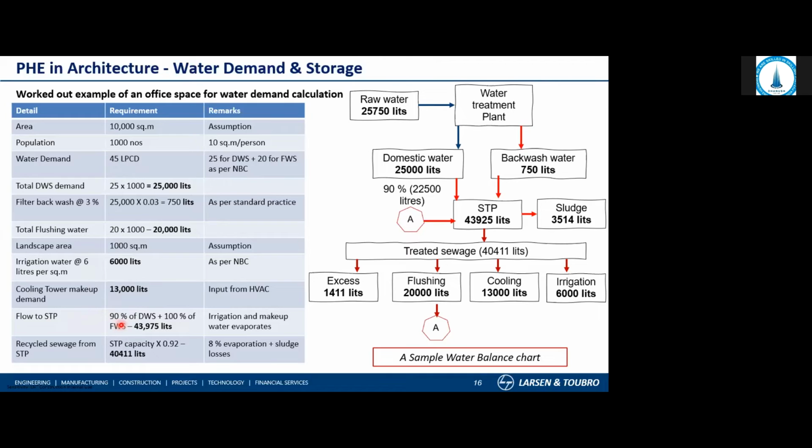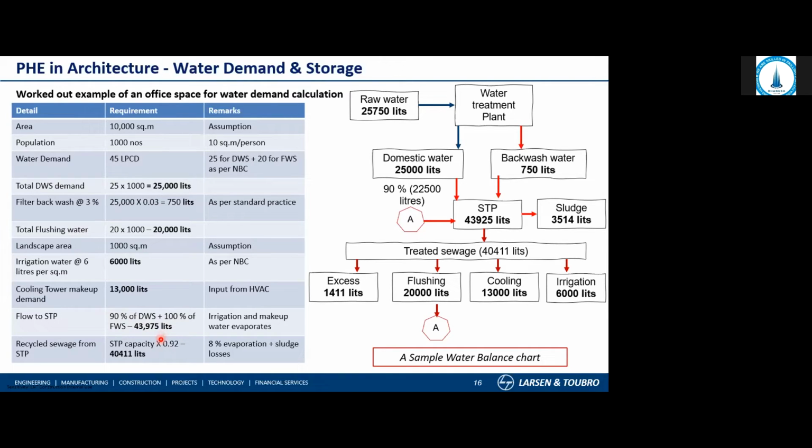As per the standard, 90% of the domestic water will go to the STP, because this water is consumed by us and there are a lot of losses and other things happening. That's why it becomes 90%. And the flushing water, of course, goes to the fixture directly, and it reaches directly to the sewer network and then the STP. So that becomes 100%. Put together, this much sewage will be generated and will go back to the STP.